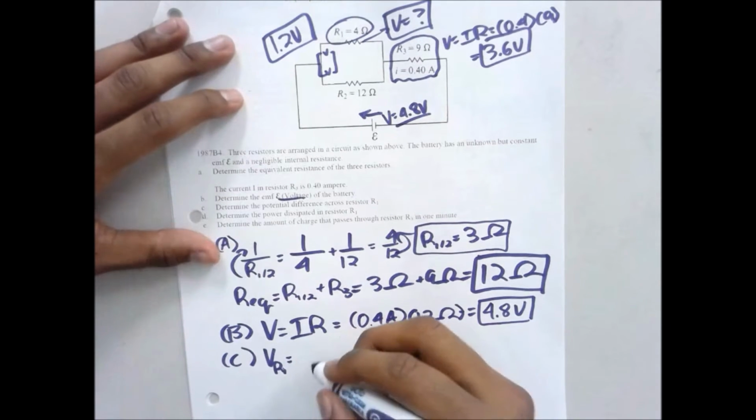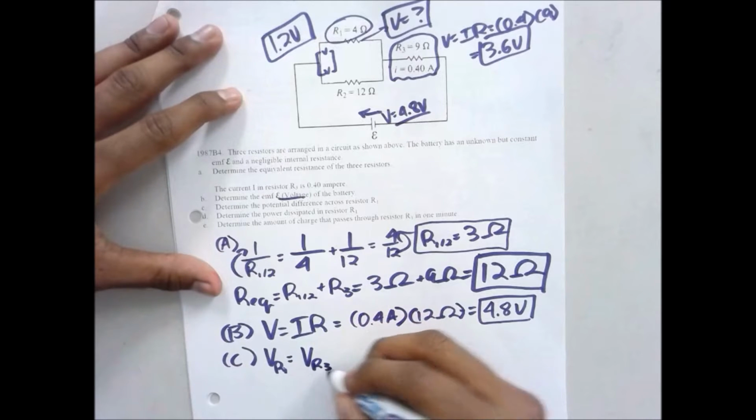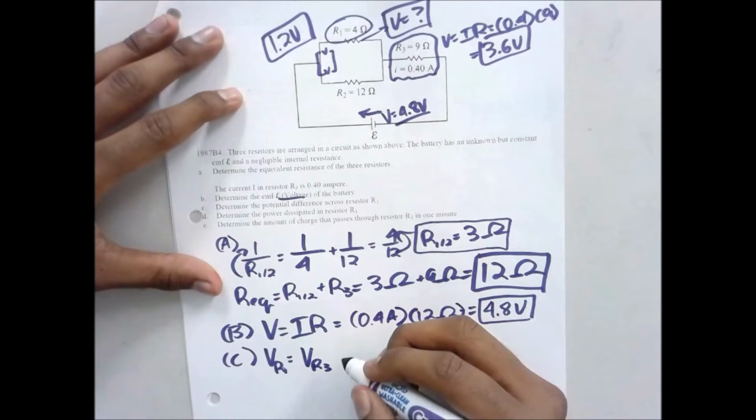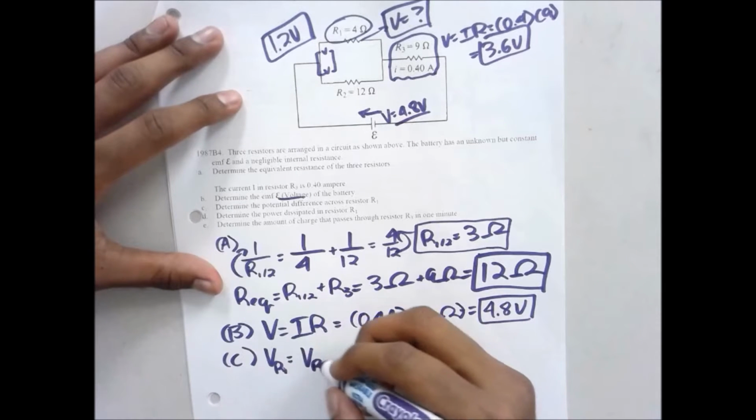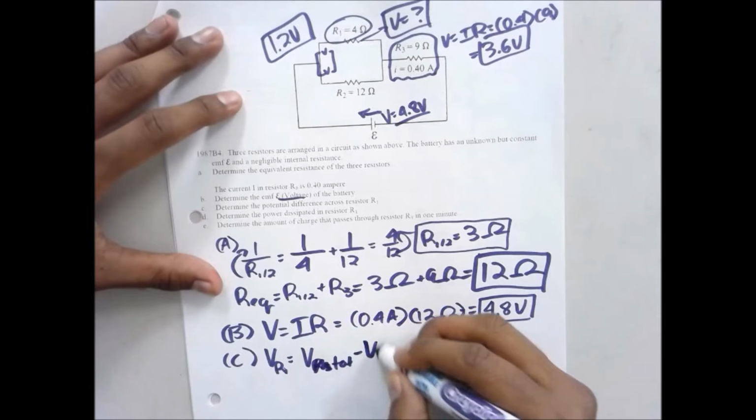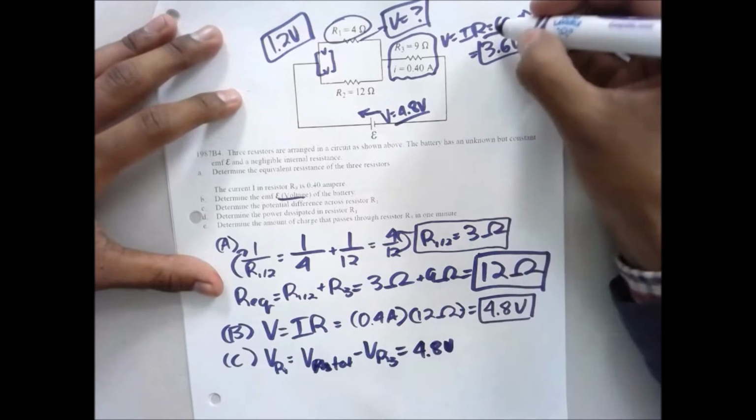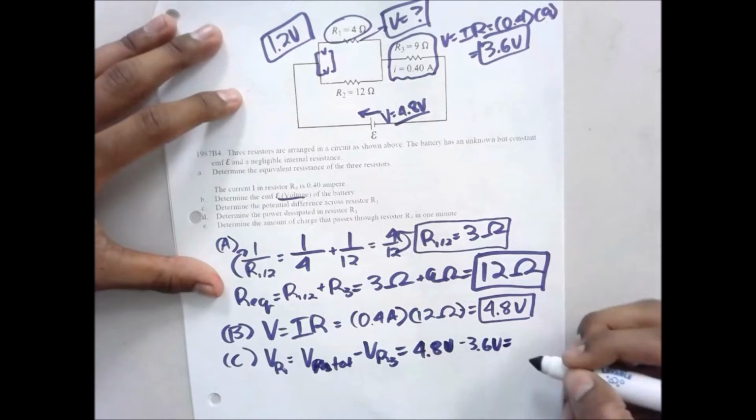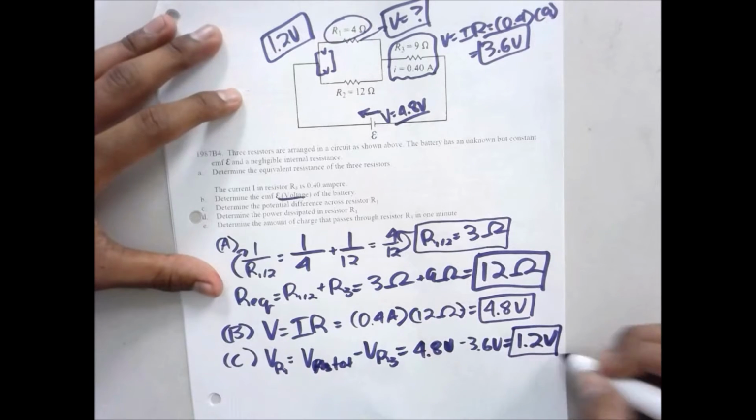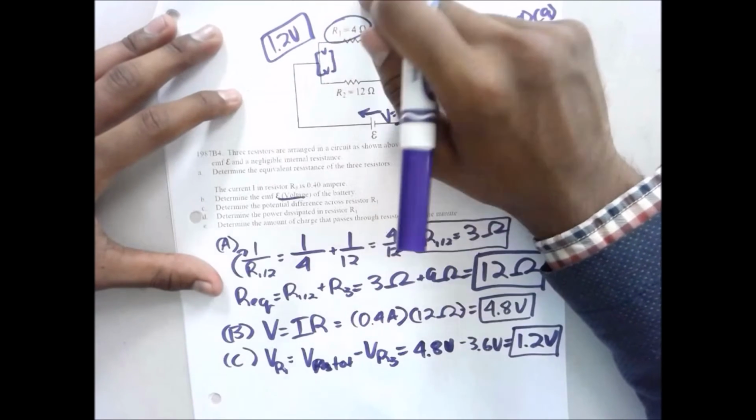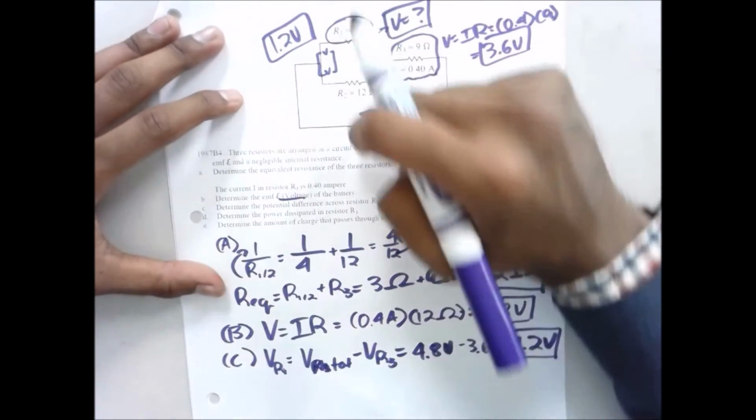And so VR1 is going to be equal to V total minus VR3. V total is 4.8 volts. VR3 is 3.6. So we have a voltage of 1.2 volts dropped by both of the resistors of this branch. So we actually solve for the potential difference across R1 and R2 because it's the same, because they're in parallel.